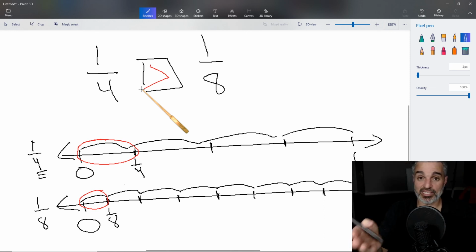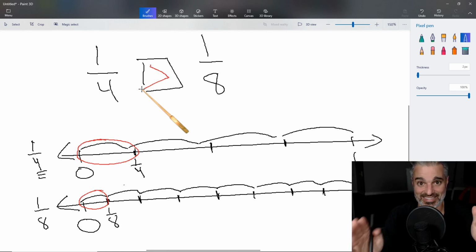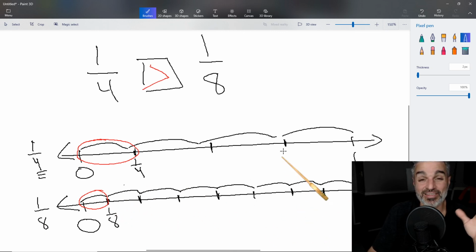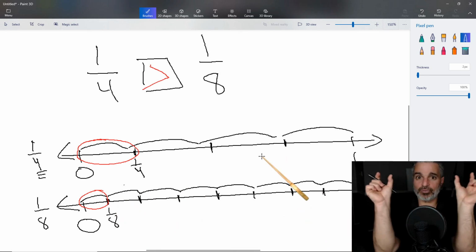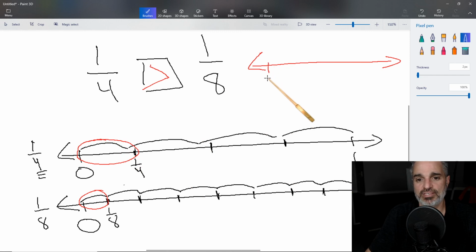So you could do it like this with benchmark fractions, but if you're gonna do it like this, you have to draw the two lines exactly the same. And when you're doing the parts, like I did here, the parts have to be about the same size. You cannot do a number line, and we talked about this. You cannot do a number line and say this is 0, this is 1, and then this is 1 part, 2 parts, 3 parts, 4 parts, 5 parts. You cannot do that. They have to be exactly the same.